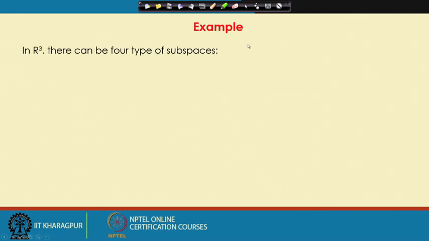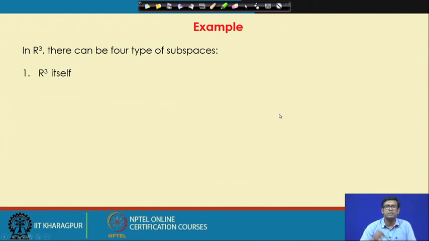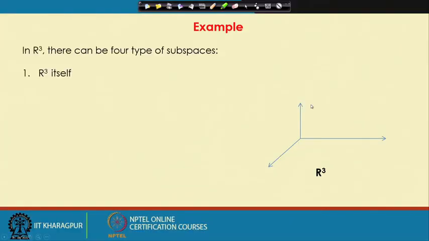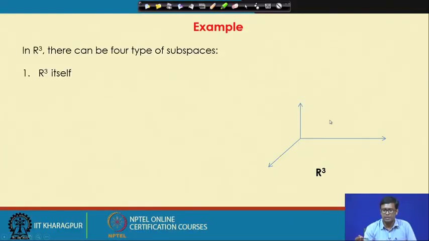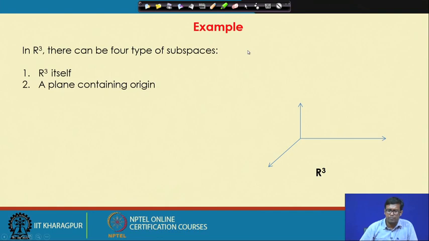In R3 there can be 4 types of subspaces. R3 itself is a subspace. Anything belonging to R3, if we add it, we will get a vector belonging to R3, or if we multiply it, we will get a vector in R3 only. So, R3 itself is a subspace. Any vector here, if we add or multiply, we will get a vector here. Then the next subspace can be a plane containing the origin, and we have seen that if we add any 2 vectors in this plane, we will get another vector in that particular plane only, and if we multiply, we will get a vector in that plane only.